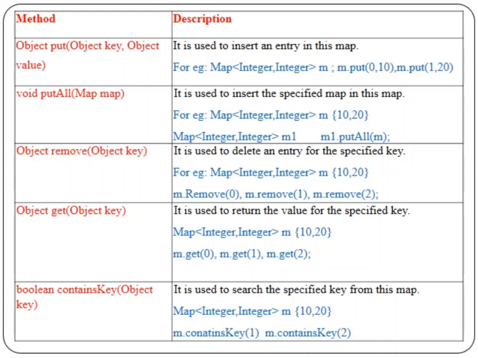The main job of containsKey is to check whether the key is available in the map interface or not. If it is available, the method is going to return true. If it is not available, the method is going to return false. These are the methods which are available in the map interface. There are a few more methods which are available. We will see them in the next slide.